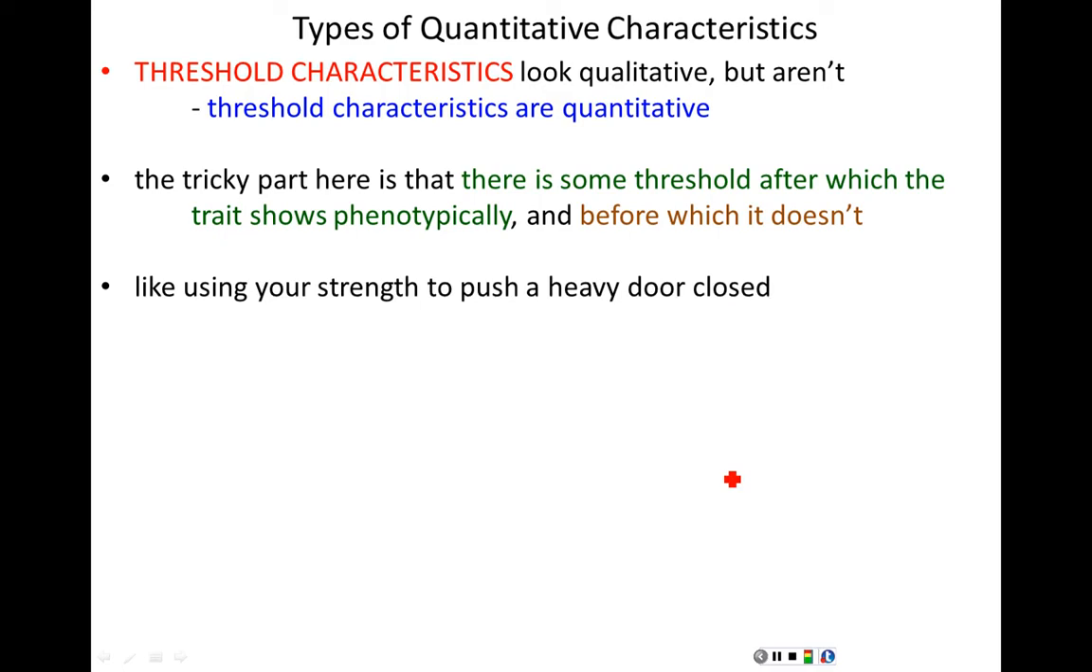Let's use an analogy first, and then we'll put a final definition on that. Imagine there's a very, very heavy door.